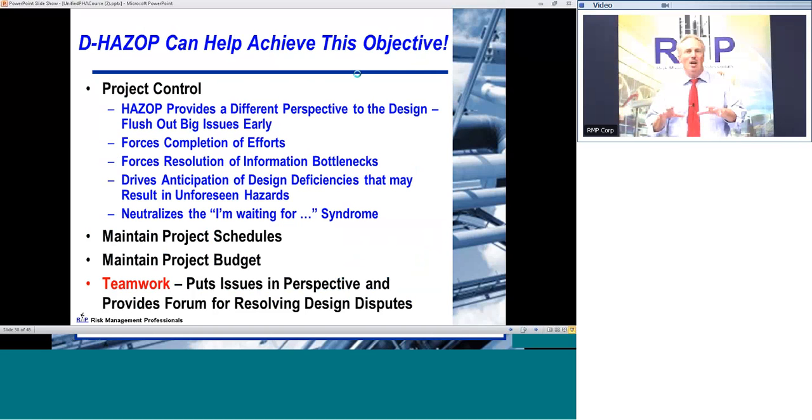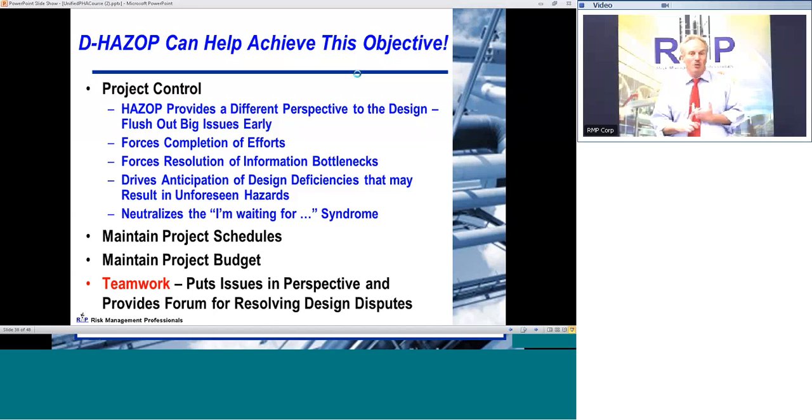Project management's job is to move things forward. So what you want to do is have a framework for resolving design issues, getting things surfaced early, so you can support the overall project schedule and budget without compromising your design, without compromising safety. That's what we're trying to do here. So that's what this D-HAZOP is all about. It's about doing a good job from a safety and operability perspective while supporting the project.